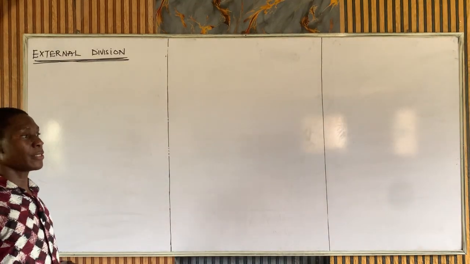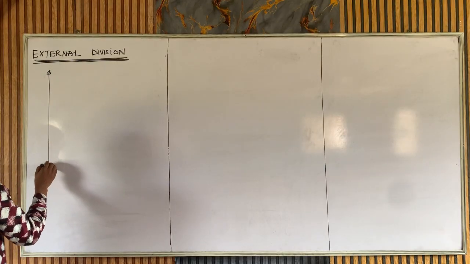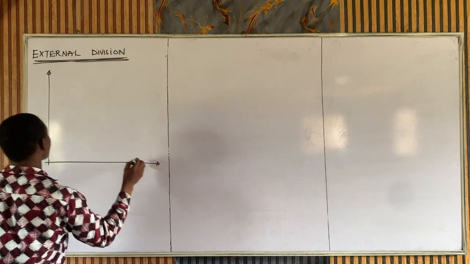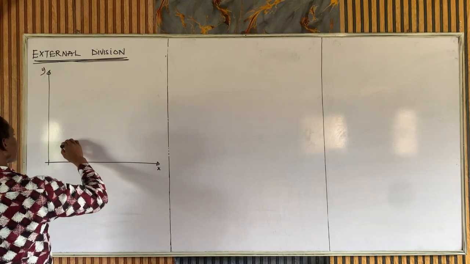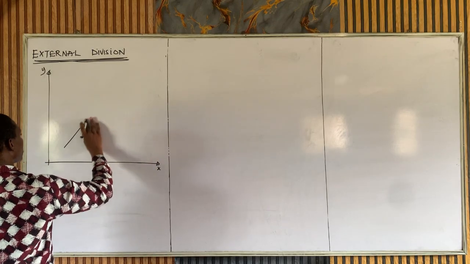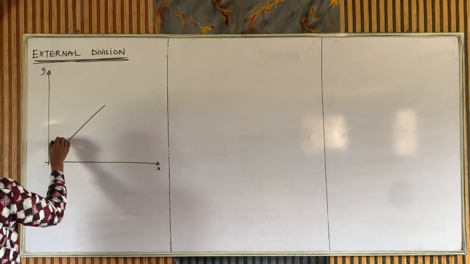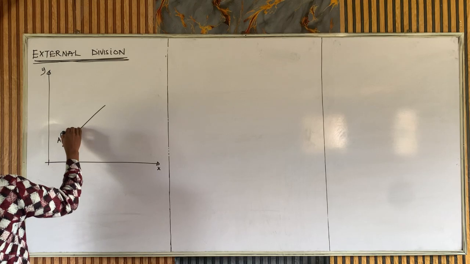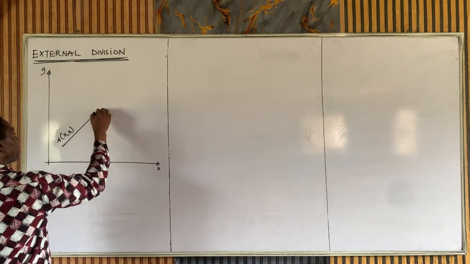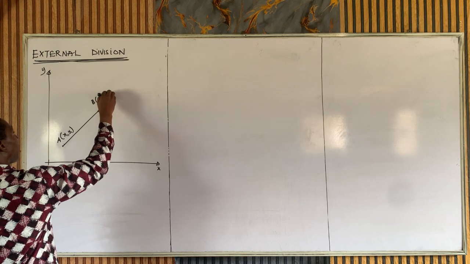External division. Now let's say we have a line bounded by the y-axis and the x-axis. This line is line AB, such that this point is called point A, having coordinate x1, comma y1, and point B having coordinate x2, comma y2.